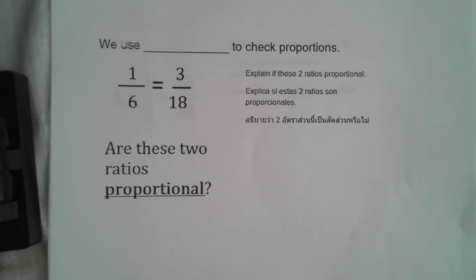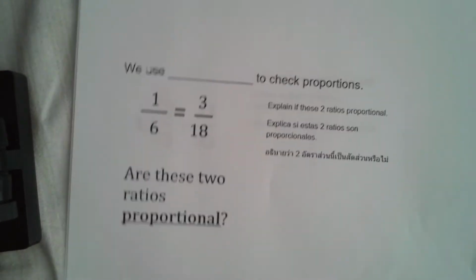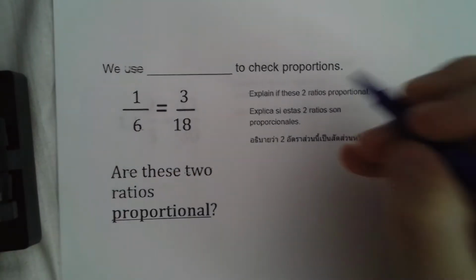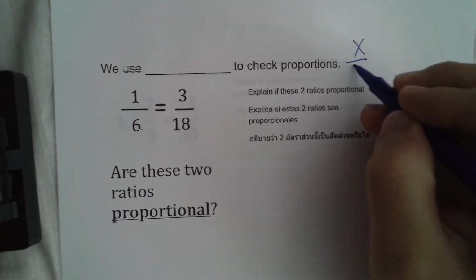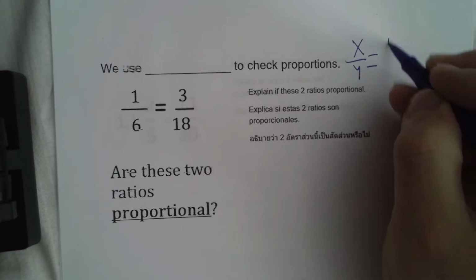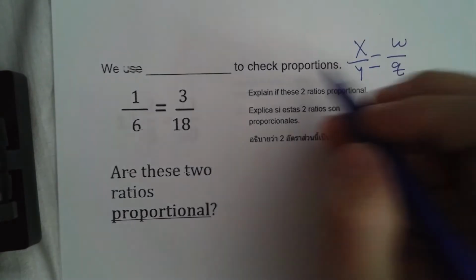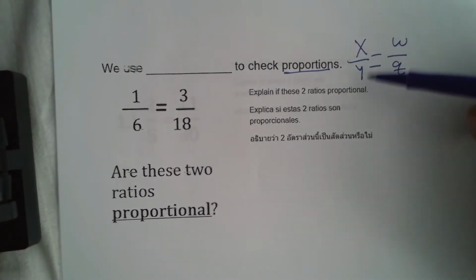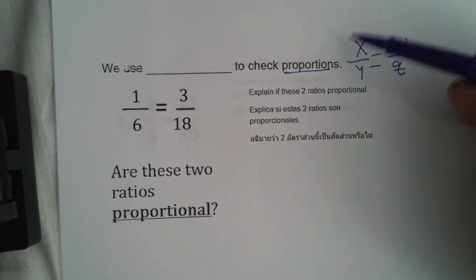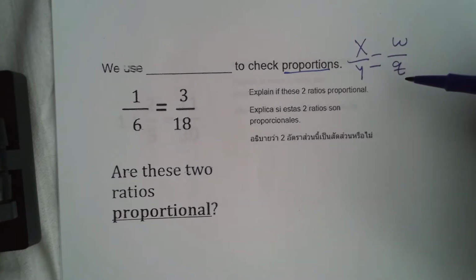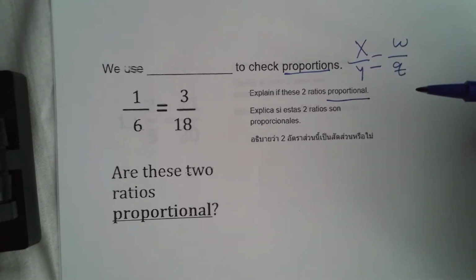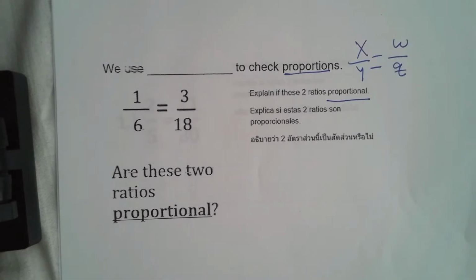Okay, so right now in this video we are going to talk about proportions. When I have something over something equals something over something, we call these proportions. They're basically like ratios. They show a relationship between two quantities, and we are going to try to solve whether or not these ratios are proportional, and then later we're going to solve for the variable.